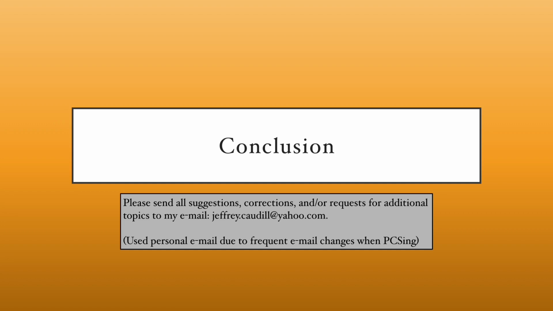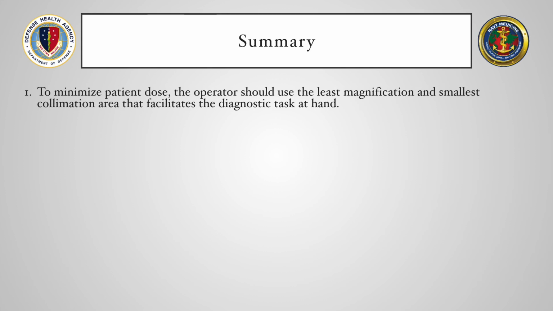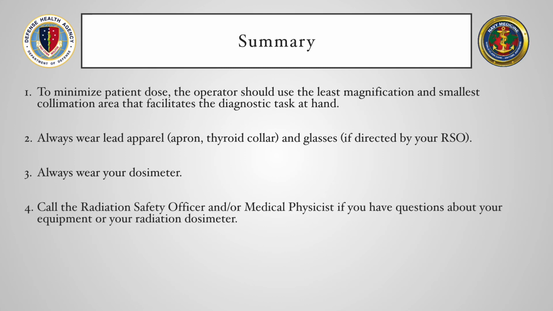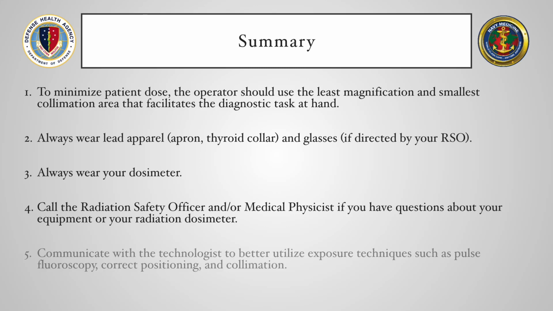Let's highlight some of the main points that you should take away from this training. To minimize patient dose, the fluoroscope operator should use the least magnification and smallest collimation area that facilitates the diagnostic task at hand. Always wear lead aprons and thyroid collars, and when told to do so, wear leaded glasses. Always wear your dosimeter. Call the radiation safety officer and/or medical physicist if you have questions about your equipment or your radiation dosimeter, and communicate with the technologist to better utilize exposure techniques such as pulse fluoroscopy, correct position, and collimation.